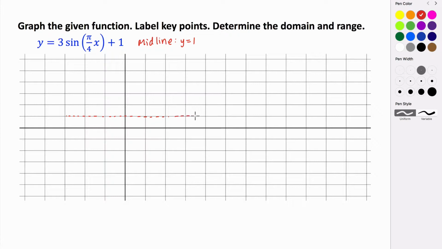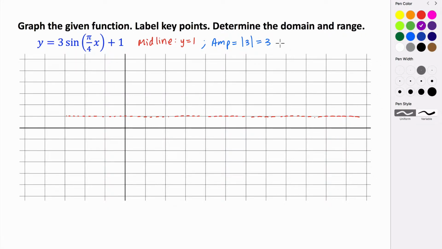We can draw in a dotted line. And it's going to basically act as our new x-axis in terms of where the x-intercepts would normally hit, and the distance that our amplitude is going to be from this is going to be like it was when it was the x-axis. So speaking of amplitude, what is the amplitude? Well, the amplitude is just the absolute value of 3. So our amplitude is 3.